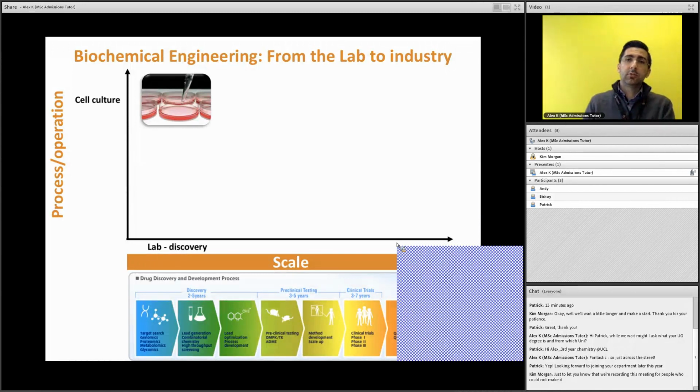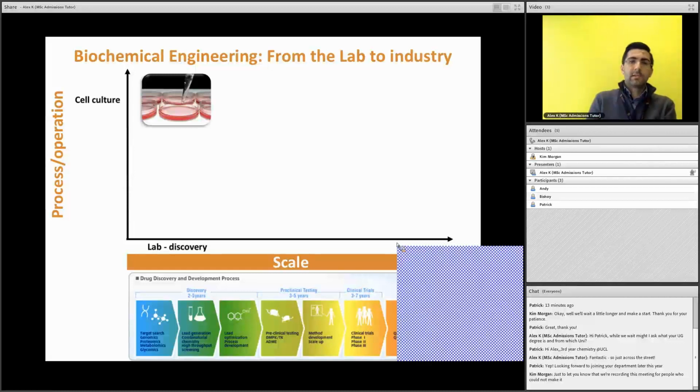So the first thing we need to do is probably scale up a bit. So we move to a slightly larger scale, probably using shake flasks or T flasks or small scale bioreactors, usually between half a liter and 3, maybe 5 liters, and then we try to design the actual industrial scale bioreactors, which can be as big as 10,000 liters or more.